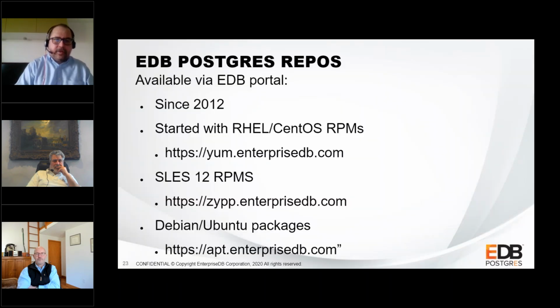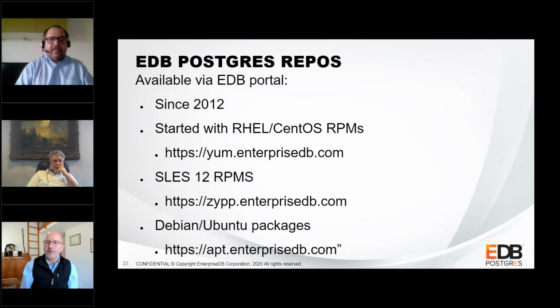So I want to talk about the EDB Postgres repos in the first place. They have been available via the EDB portal since 2012. We first started with the Red Hat and CentOS RPMs, and they are at yum.enterprisedb.com. Then I think two years ago, we started working on the SLES RPMs. They are located in zypp.enterprisedb.com. And then we also provide the Debian and Ubuntu packages at apt.enterprisedb.com. So this is the timeline of when we started supporting native packaging.